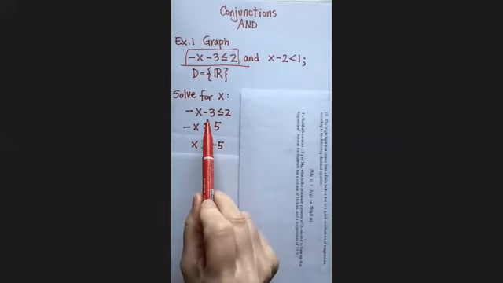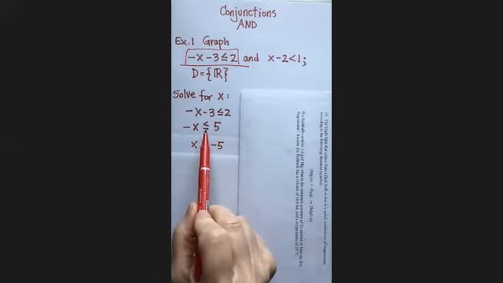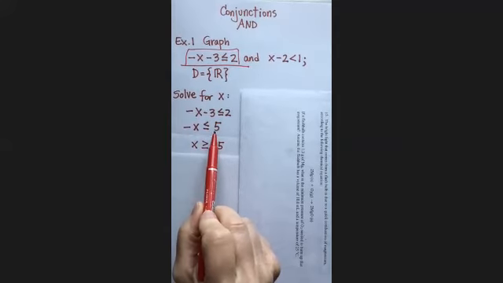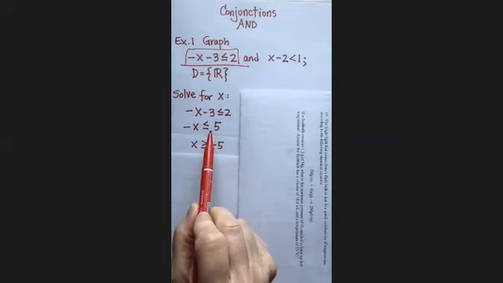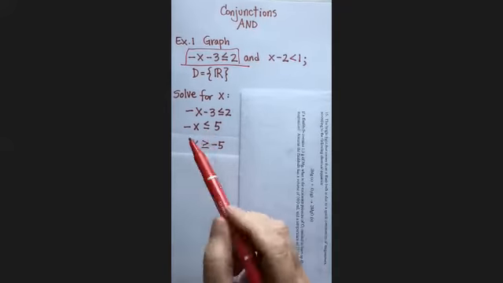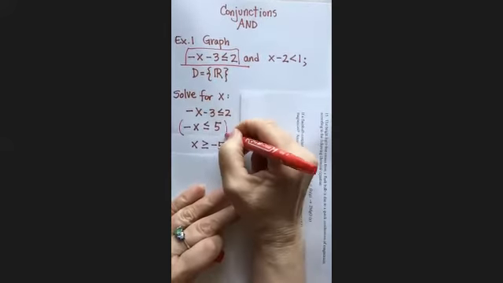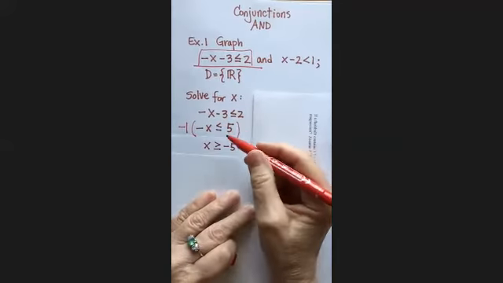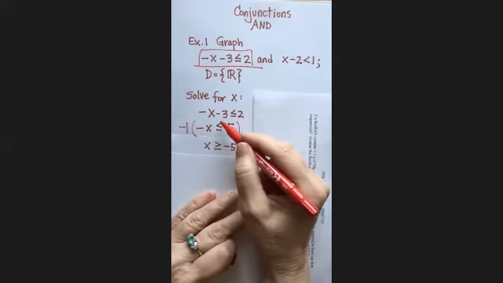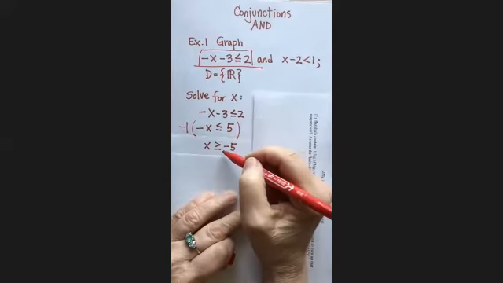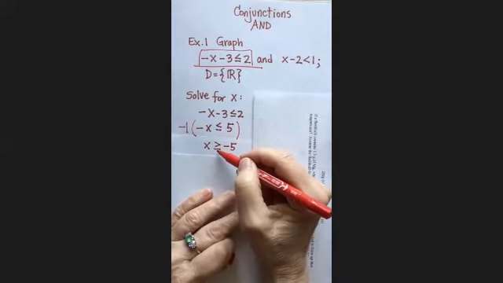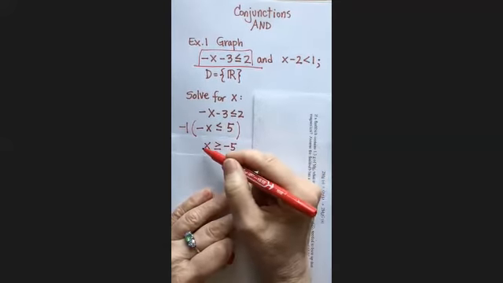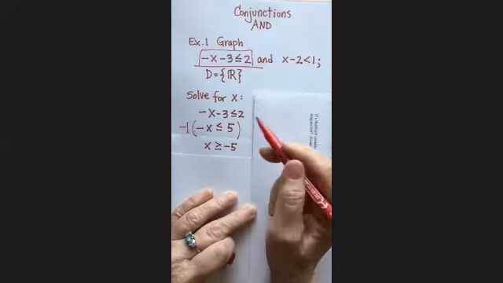I can add 3 to both sides without changing the inequality. So I have -x less than or equal to 5, but I don't want -x. I want positive x. So I need to multiply this whole thing by -1. When you multiply -x by -1, you get x. And when you multiply an inequality by a -1, it flips it. So now I have x greater than or equal to, and then I multiply 5 by -1, -5. x greater than or equal to -5.